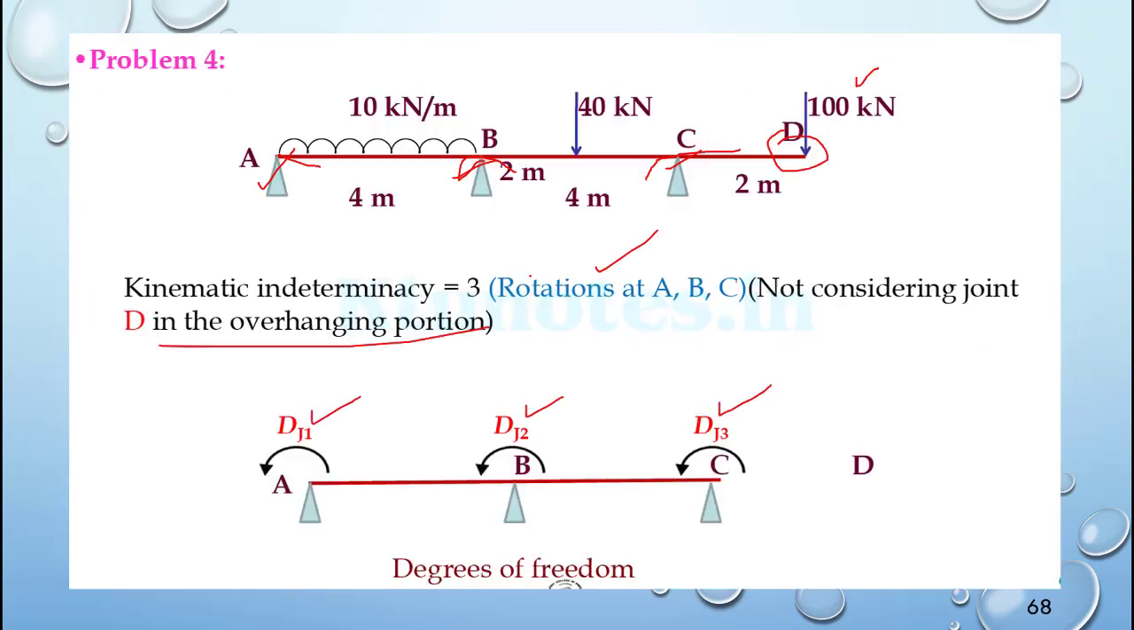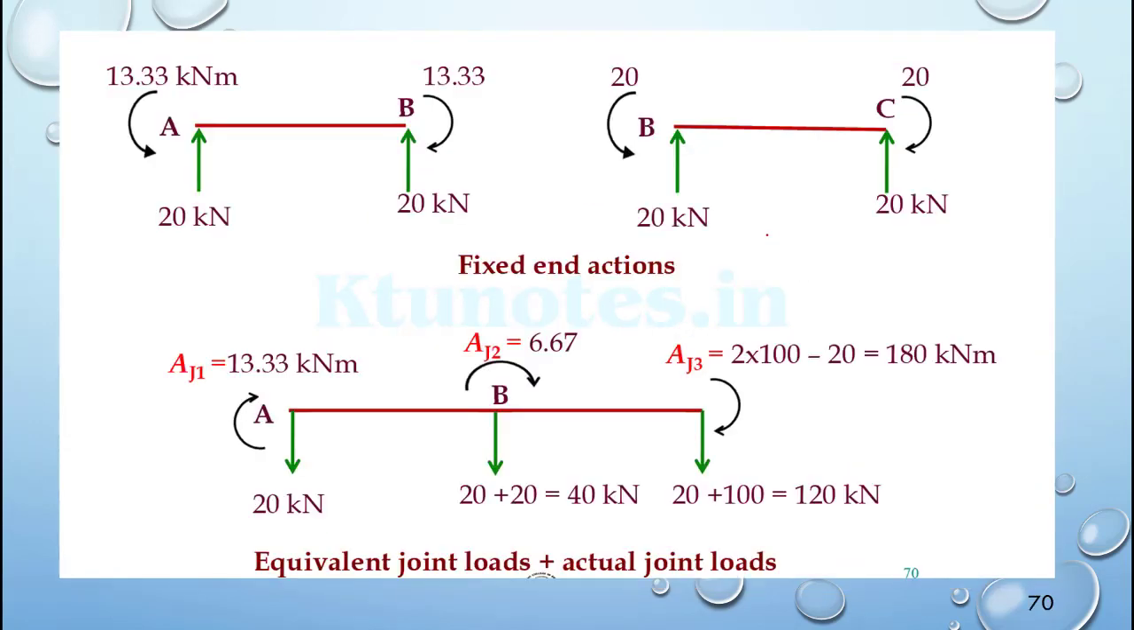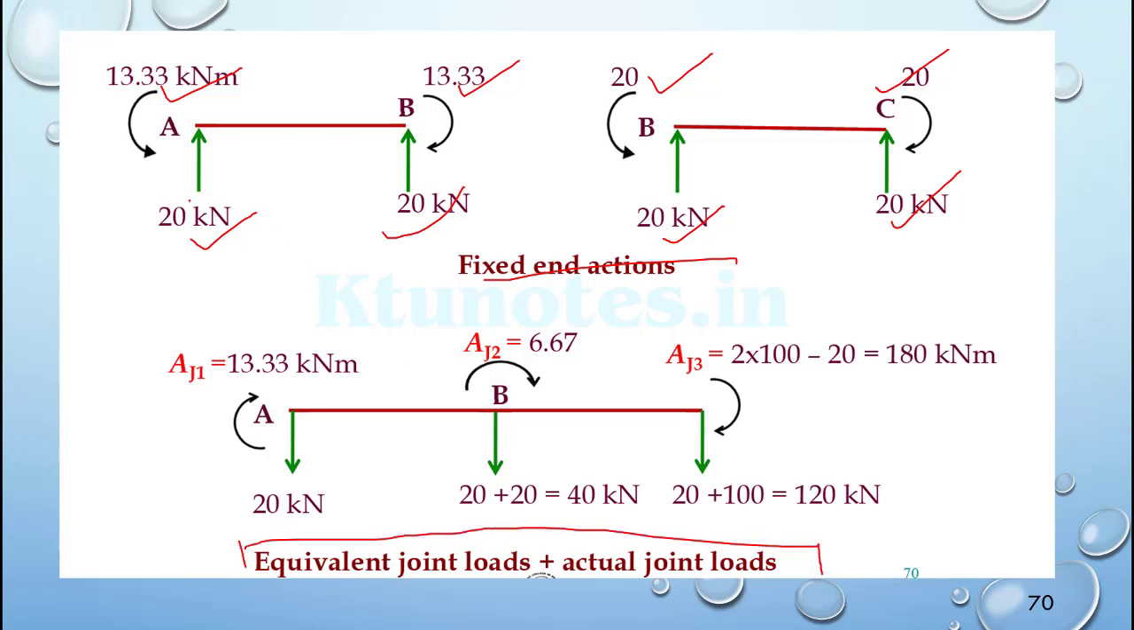Then again we are converting this UDL to the equivalent joint load, and also this force to the equivalent joint load. So the first one will be WL square by 12, which will be 13.33, and the reaction will be total load by 2. For the right support it will be WL by 8, and the reaction will be W by 2. Those are the fixed end actions, and the equivalent joint load will be the reverse of the fixed end action, then plus the actual joint load will give you the combined joint load, which is shown in the second figure.